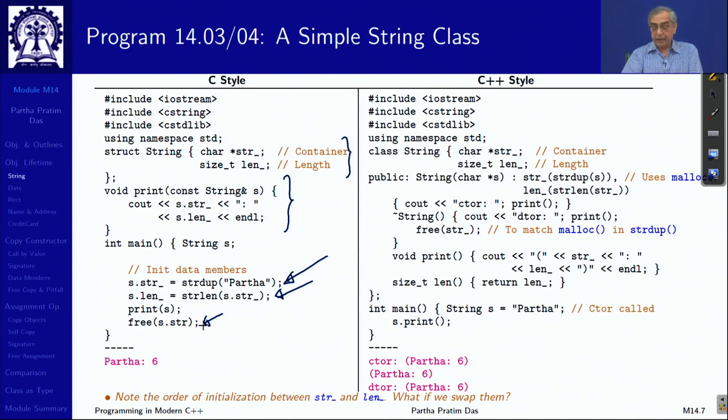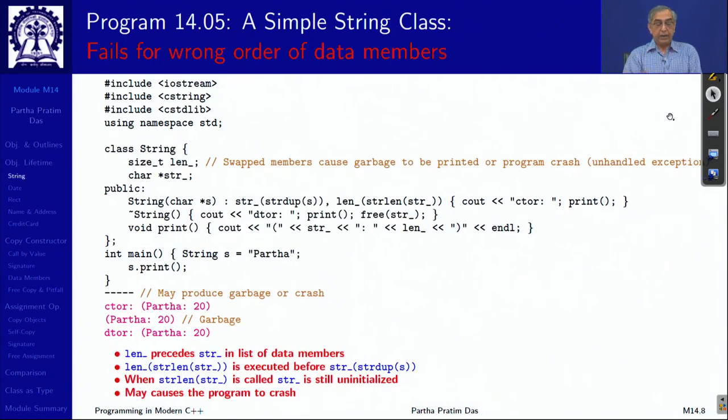In the C++, actually I put them in this same order, and I initialize str first and then len in terms of the initializer list. And what I get to see is, well, it is working fine. I can see the call to the constructor and the call to the destructor, but that is not dependent on the order. Okay. Now, let us question what happens if I change the order of these data members.